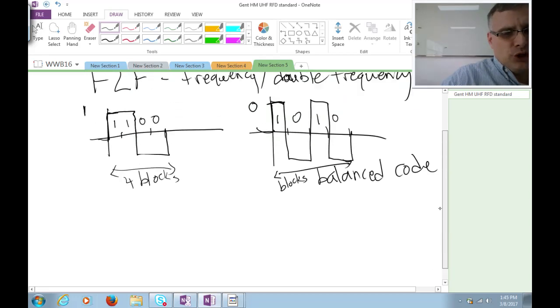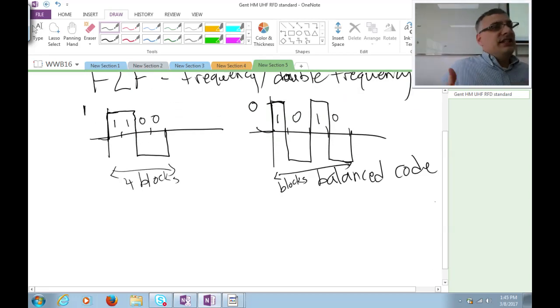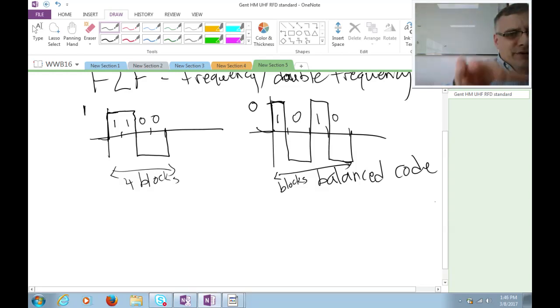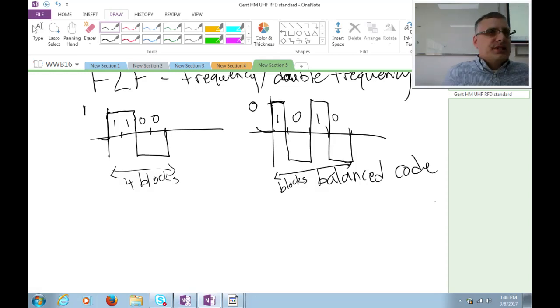And this was one of the first UHF RFID standards. In fact, this is how your data in your swipe cards are encoded. So if you have a magnetic stripe on a card, like a credit card or a bank card or a hotel card or whatever, I think there are 3 tracks of magnetic information down those strips. There are ones and zeros, and they're encoded using F2F, frequency, double frequency. We basically use 4 magnetic domains to encode each data bit. Why do we have to use 4 domains in this kind of fashion? Well, there's a couple reasons.